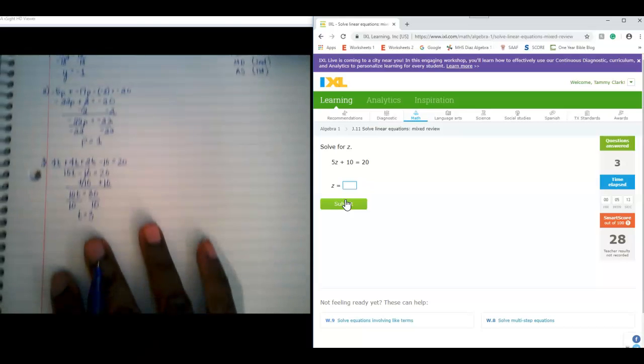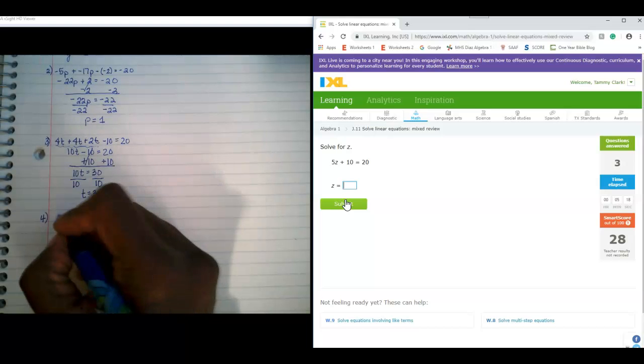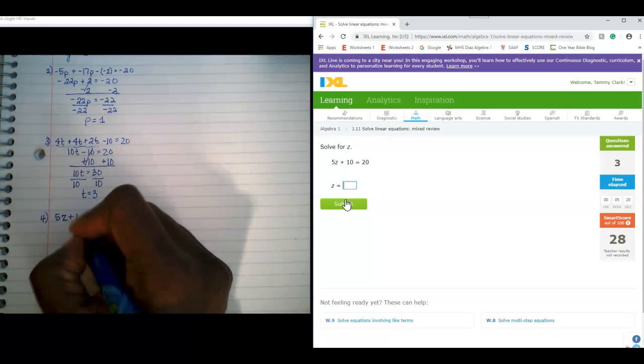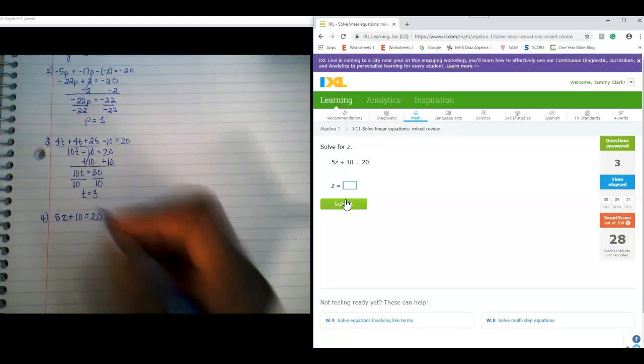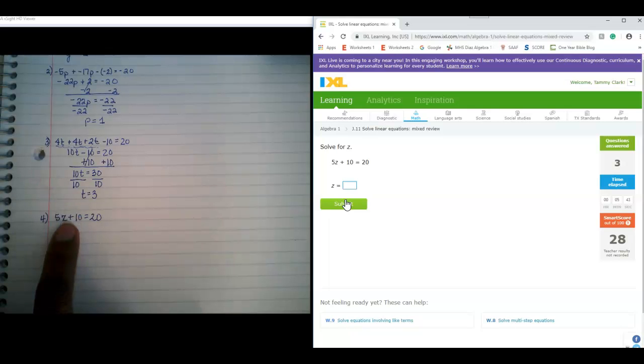Let's see if I can fit another on this page. So we've got number 4 is 5z plus 10 is equal to 20. So again, if I cover up 5z by inspection, I know that whatever that number is plus 10 has to equal 20. Well, of course, 10 plus 10 equals 20. So that must mean that 5 times 2 is 10, because 10 plus 10 is 20.